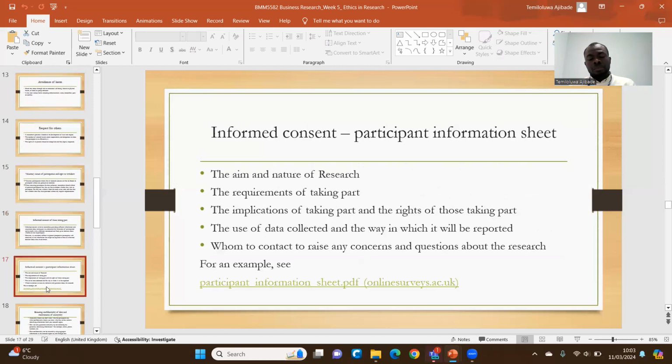Now, in the past, there is a participant information sheet, and this participant information sheet should contain the aim and the nature of the research, the requirements of taking part, the implication of taking part, and the right of those taking part, the use of the data, and the way in which the data would be used and reported, whom to contact if there is any concerns and questions about the research.